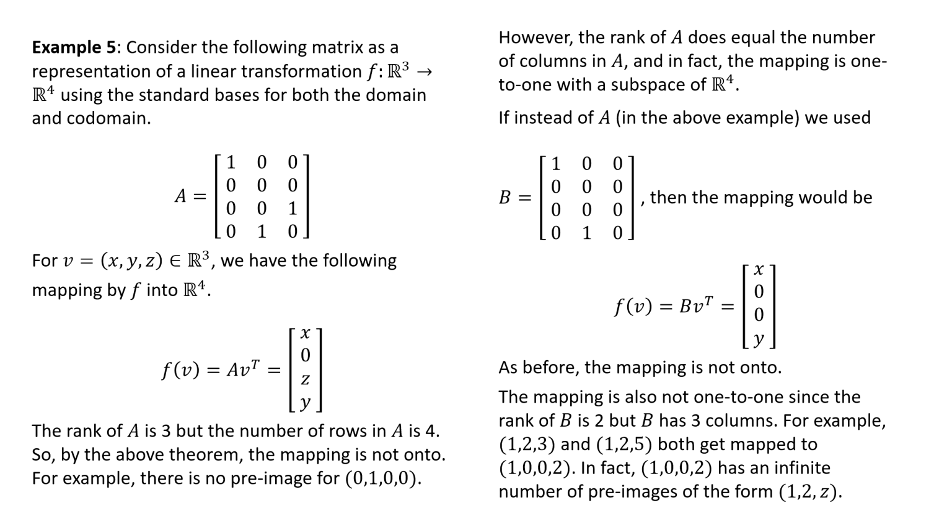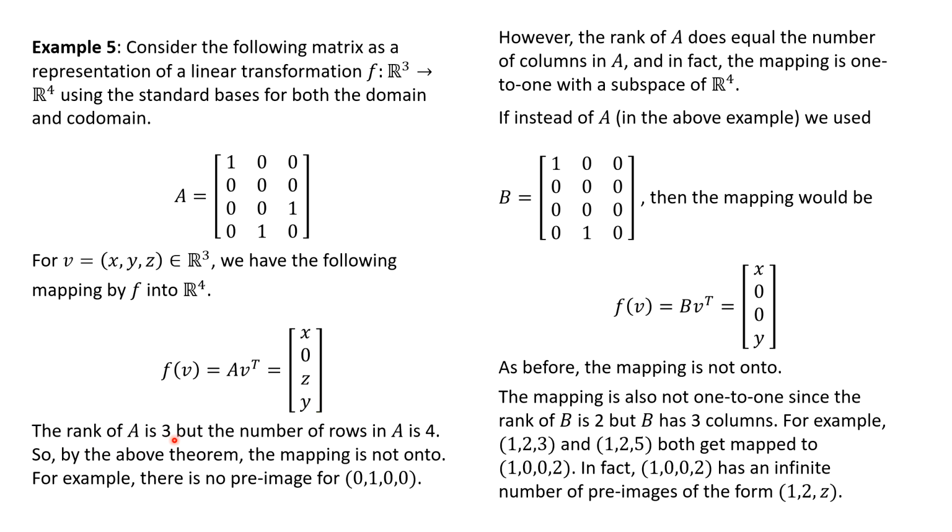We have a couple of examples here related to the second theorem on the previous slide. In the first example, we have a matrix A that's 4 by 3, and we use that to represent a linear transformation from R3 to R4. If we take any vector in R3 and then multiply it, the transpose of it, A multiplied times it, we get X, 0, Z, Y.